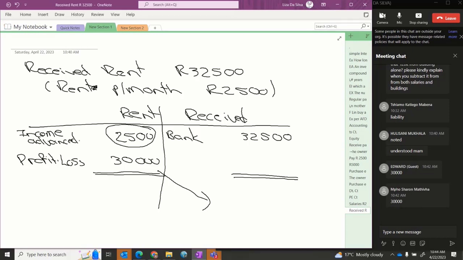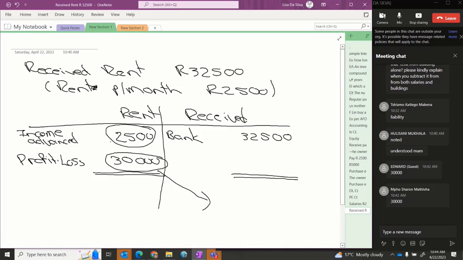Is that a current liability or a current asset? You received this money already, so is that an asset to you or a liability? Remember, you have to take it off your income account. So you have to subtract 2,500 from the 32,500, because only 30,000 is going to your profit and loss account. That is what you have to account for the whole year.